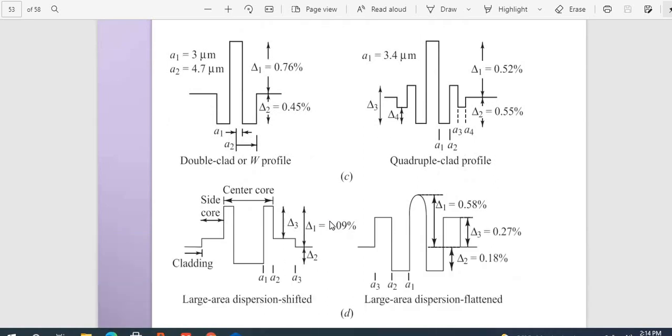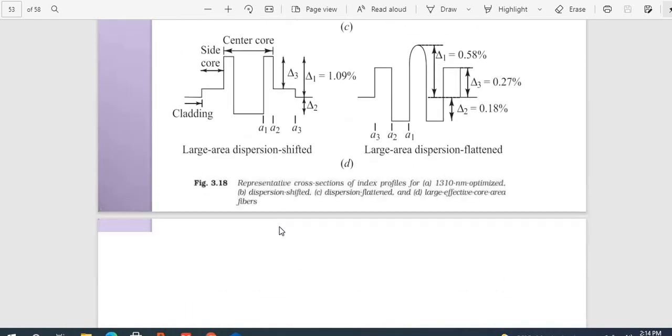If you see the large area depressed shift, if you see the large area is getting depressed shift, that is the reason we can represent this particular form of both the cladding as well as the core: Delta 1, Delta 2, Delta 3. For side core, for center core, for all the core values, we can represent in this format. If you have large area dispersion flattened, we can represent it in this way.